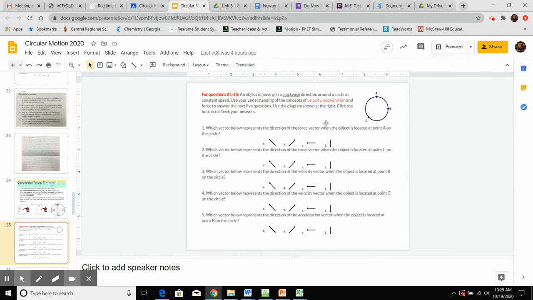All the equations that I'm going to have you use, I'm just going to give you, so you don't need to freak out. In this one, they're now talking about the force vector. Force is located inward, and so is acceleration. Velocity is still going to be tangent to the circular path.